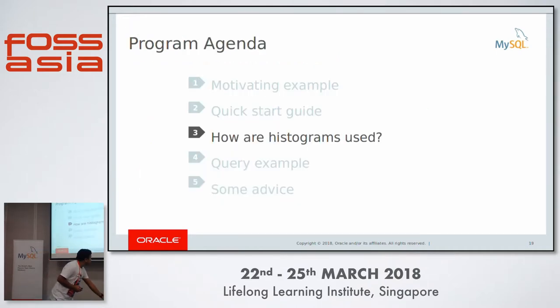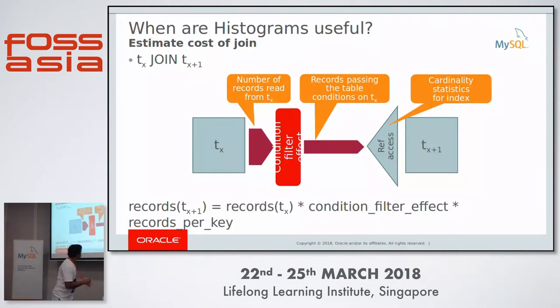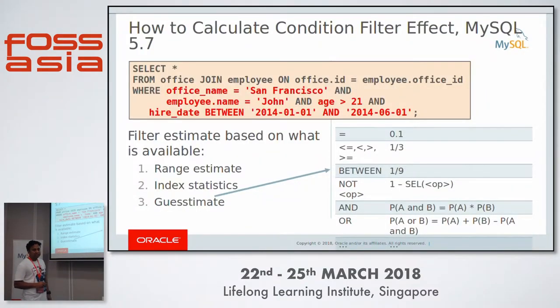So I'll skip a few slides and I'll come to this. This is a very important slide. This is how the optimizer finds out how many records are going to be filtered out by a particular condition. You have something called the condition filter effect. This is an estimation achieved because of the kind of filter predicates that you have. The MySQL optimizer uses something called a guesstimate on columns which do not have an index. Based on the predicates that you have, it is going to use one of these values to estimate certain statistics and use them for the query plan.